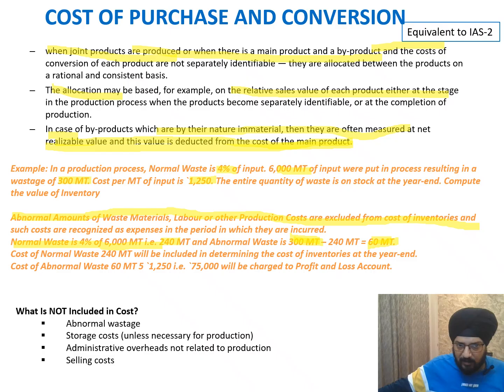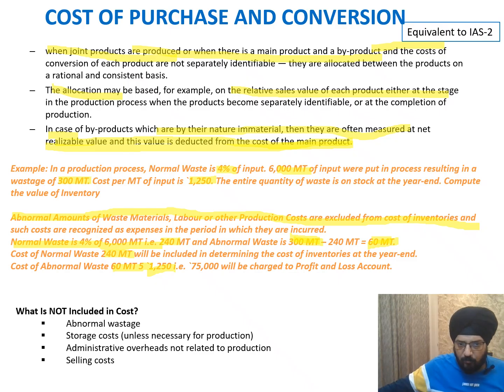So the cost of the normal wastage, 240 metric ton, will be included in determining the cost of the inventory at the year end. The cost of the abnormal wastage, which is 60 metric ton at the rate of 1250, that is 75,000, will be charged to the P&L account. So cost per metric ton was 1250, and there was over and above abnormal wastage. My normal wastage is still treated as a part of my cost, but any abnormal wastage will be directly charged to my P&L, and hence the 60 metric ton equivalent cost is charged to my P&L and will not be loaded into my cost of production.